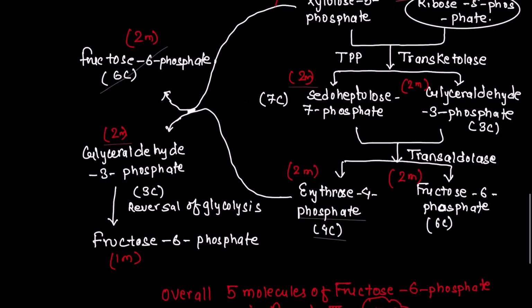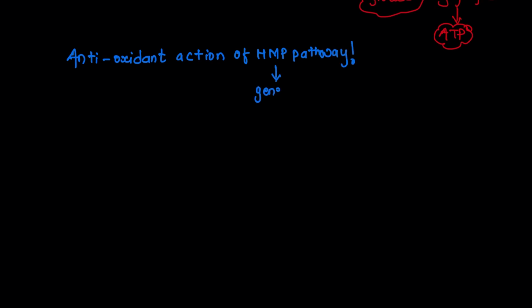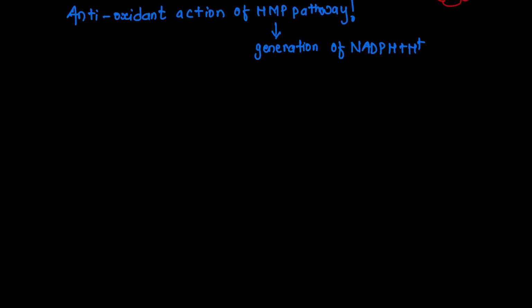Now I will tell you how the glutathione and NADPH system prevents antioxidant injury. So let's talk a little bit about the antioxidant action of the HMP pathway. First of all, let's understand that in the HMP pathway there is generation of NADPH plus H plus. Now suppose there is a superoxide, an oxygen free radical, or hydrogen peroxide.